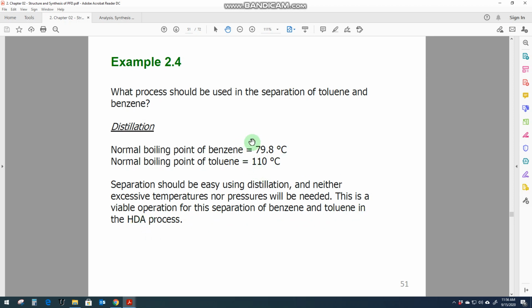Looking at these temperatures, which are not very high, there is a boiling point difference between benzene and toluene, and there is no azeotrope formation either. So we can use the distillation process to separate these two chemicals.